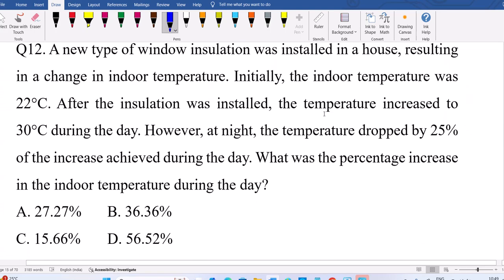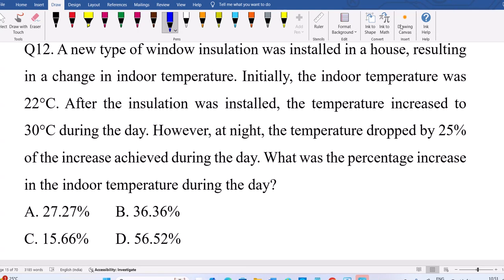Now, series 12th question. Read the question carefully, don't worry. The question is lengthy, but read it and attempt. This question is just meant to confuse you. The last line of the question is what they are asking: the percentage increase in the indoor temperature during the day.